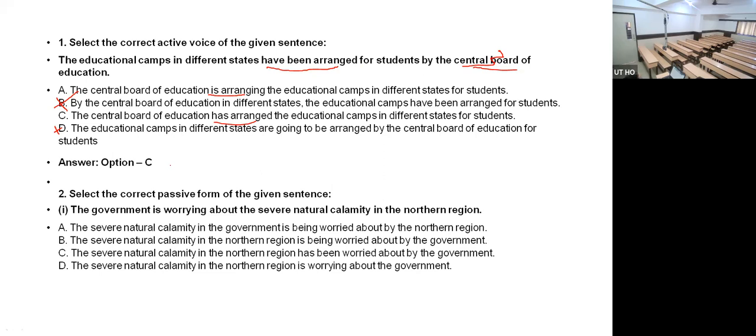So here it says select the correct passive form of the given sentence. You have to change it into the passive form. The government is worrying about the severe natural calamity in the northern region. So what can you eliminate? Something that is wrong can be eliminated.